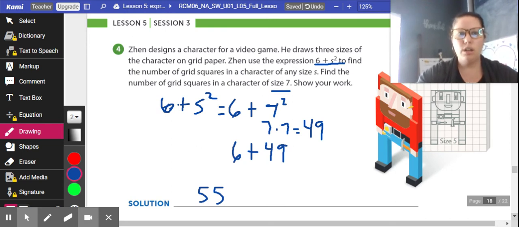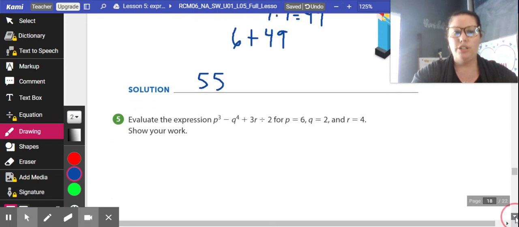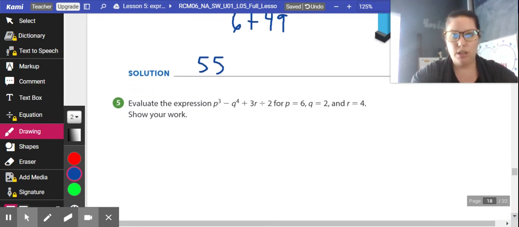Okay, you are going to do numbers 5 and 6 on your own for independent practice. Question number 5 says evaluate, so that means you're going to solve. It tells you what P equals, what Q equals, and what R equals. So you're going to rewrite this expression. Let me underline the expression so you can see where it stops. Where you see a P, you're going to put 6. Where you see a Q, you're going to put 2. And where you see an R, you're going to put 4.